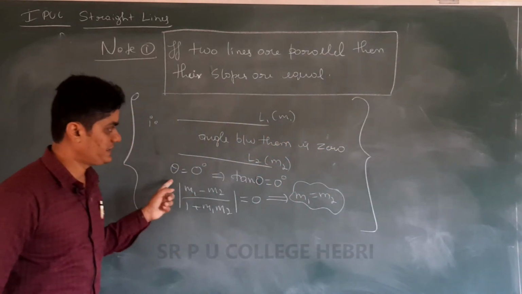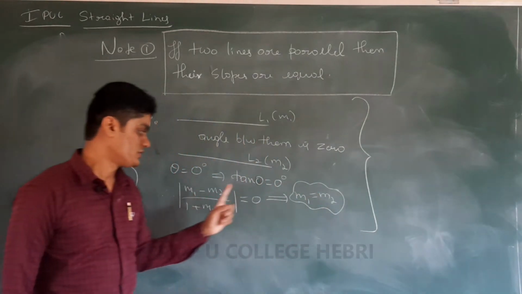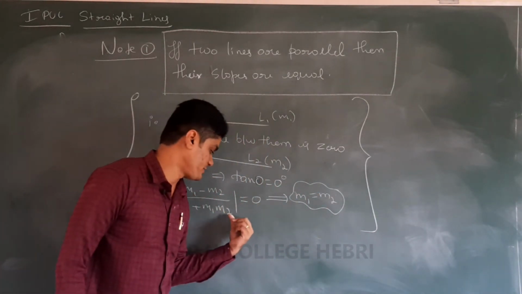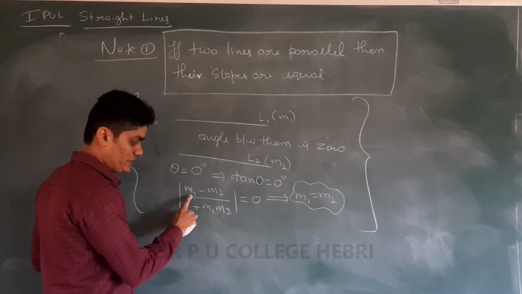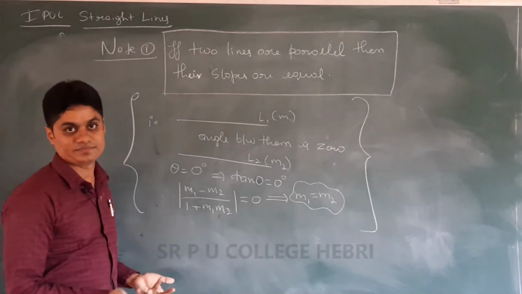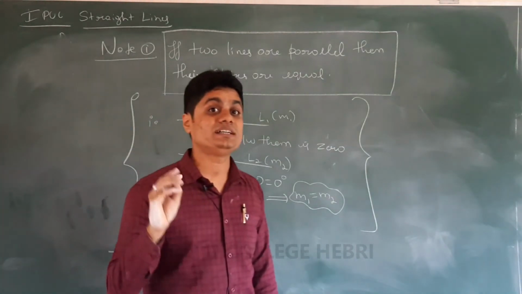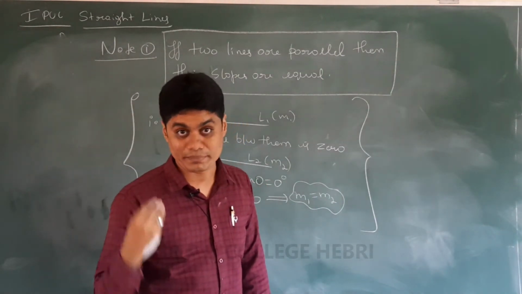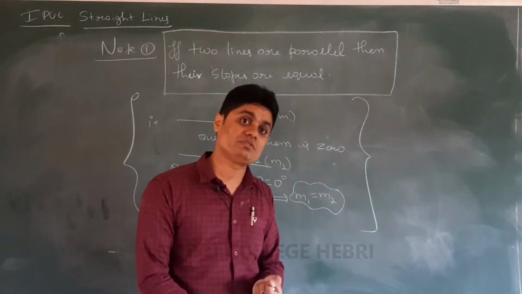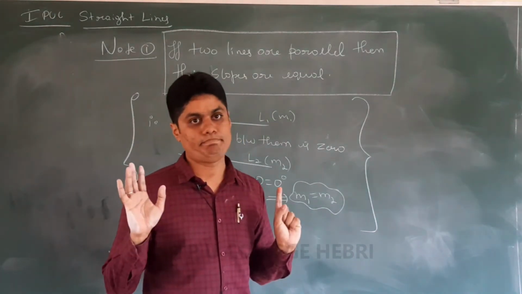If two lines are parallel, the angle between them is 0. Angle 0 means tan theta is equal to 0. So tan theta is 0, meaning this expression is 0. When does this expression become 0? When the numerator is 0, that is m1 equal to m2, the whole thing will be 0. That's it. So please remember that if two lines are parallel, then slopes are equal, and even the converse is also true. If two slopes are equal, definitely the lines must be parallel.